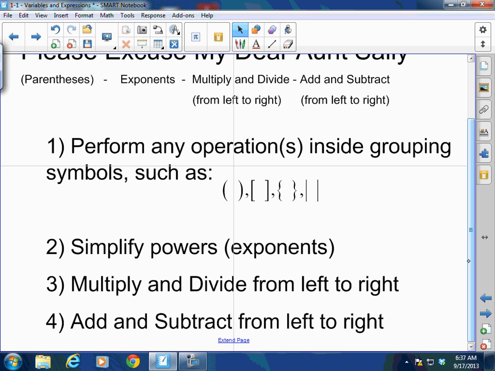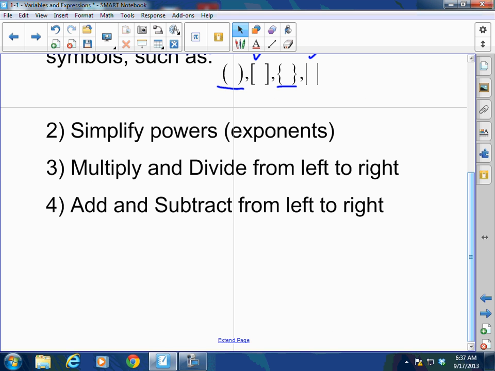Okay, number 1, parentheses. Perform any operations inside grouping symbols such as parentheses, brackets, braces, or absolute value. Those are all grouping symbols. Number 2, simplify powers, exponents, in order from left to right. Number 3, multiply and divide in order from left to right. And the last thing you do, my friends, is you add or subtract in order from left to right.